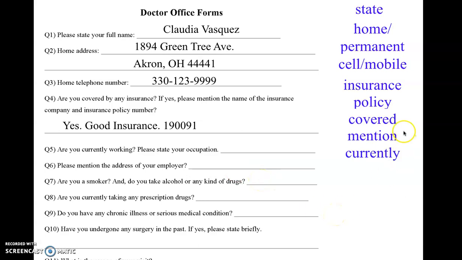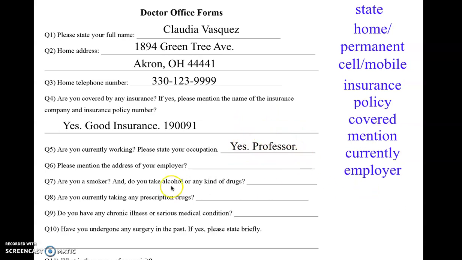Let's look at question 5. Are you currently working? Currently means in this general present time. It does not mean when you're standing right in the doctor's office, are you working right now? Currently usually just means, like these days, this month, this year, whatever, right? Are you working? Not at the present actual time. So, Claudia, yes, she is working. Please state your occupation. Occupation is your job. Claudia is a professor, a teacher at a university.